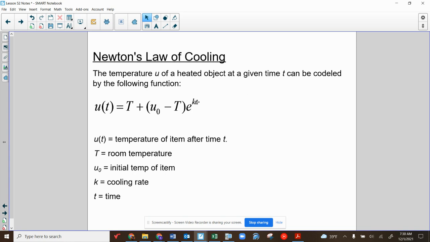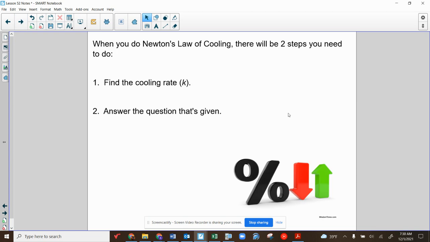And t, like always, the small letter t here is time. The big thing is making sure you know what each one of the letters means, so you plug the stuff in the right spot. So you're going to have two steps to do each one of these problems. The first thing you're going to have to do is find the cooling rate, unless it happens to be given, which it typically won't be. And then after that, you're going to have to answer the question that's given. So there are going to be two parts to doing it.